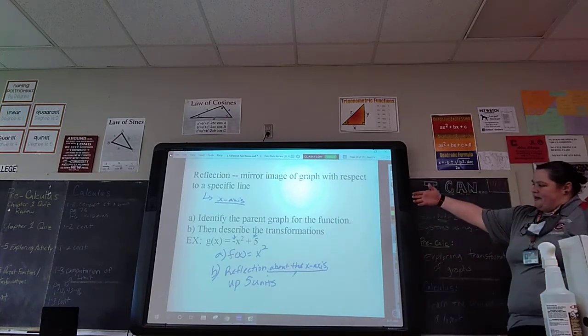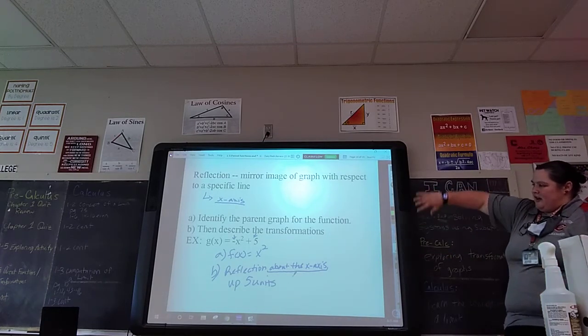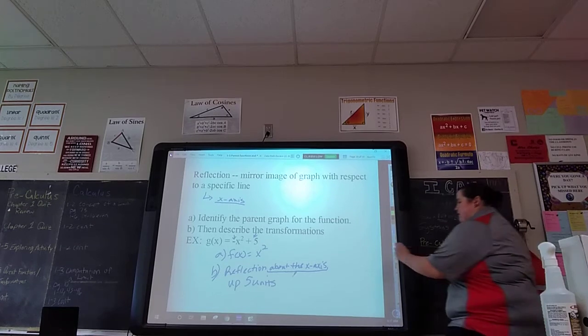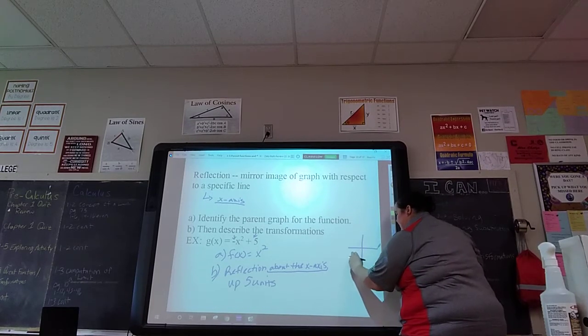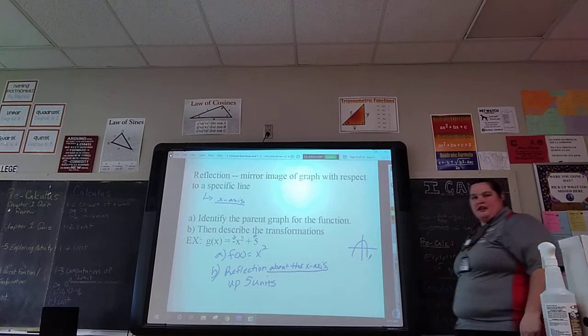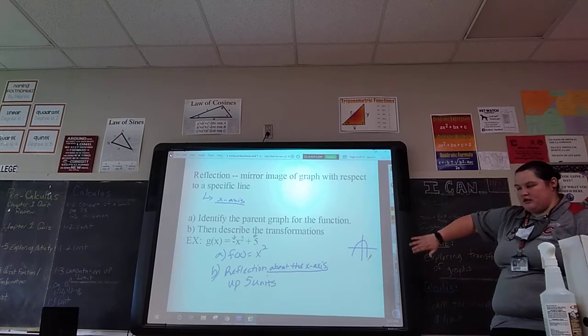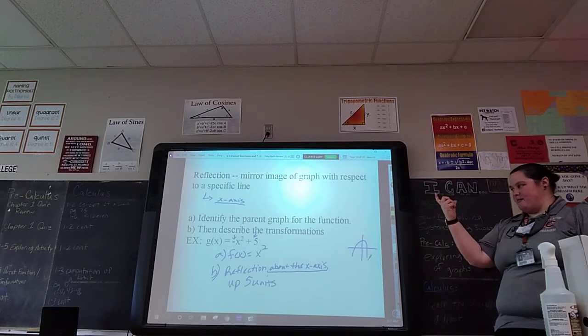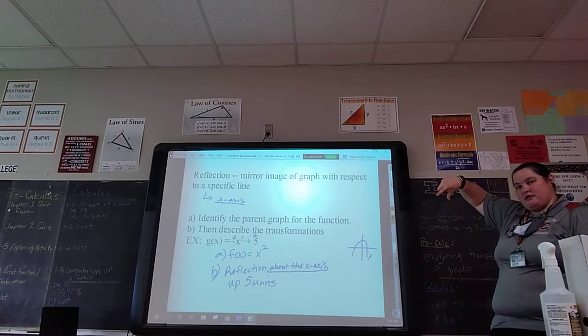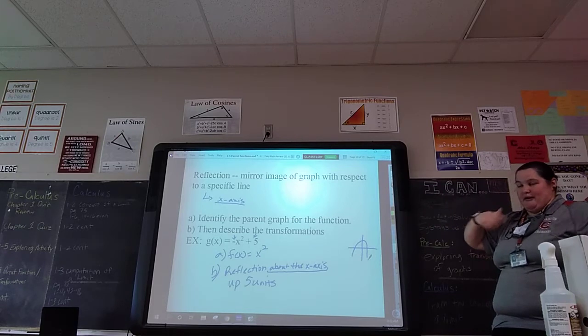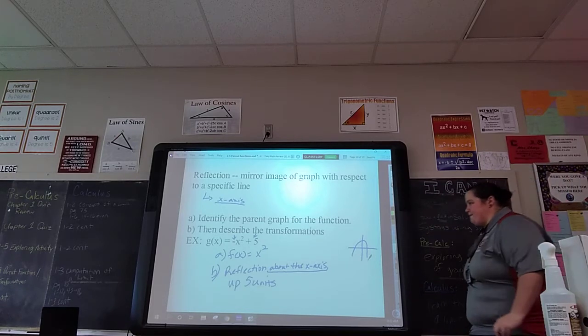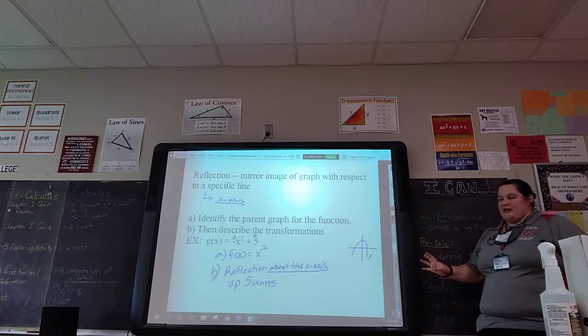So this parabola would be flipped upside down, and then it would be up at 5. So if we were to look at the graph, it's the reflection, so it flipped upside down, so it's no longer facing up, and then it moved up 5. So that's what this graph would look like, and we don't even have to look at the graph. Questions about reflection?